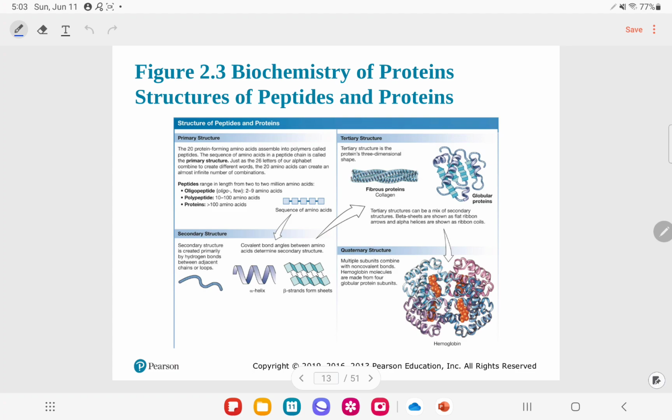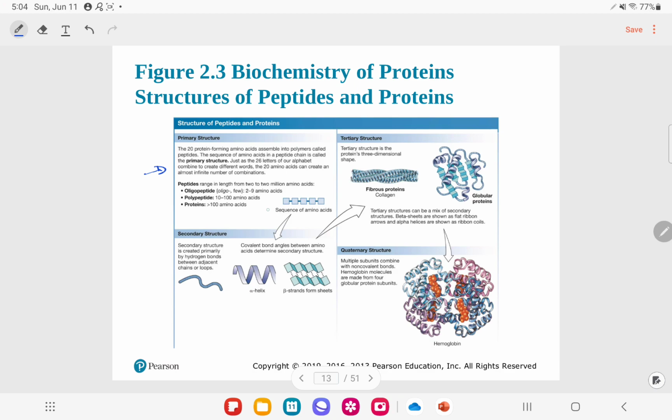When we're looking at protein structure, we have 4 primary structures of proteins. We have the primary structure, which is simply the sequence of amino acids.